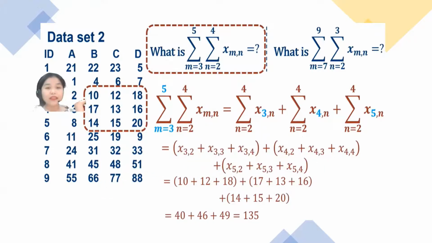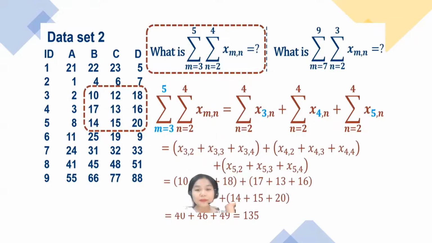Value found at the third row, second column is 10. It's reflected here. The third row and third column, it's 12. Third row and fourth column, it's 18. Second part of the parenthesis, focusing on the fourth row, starting with the second column: 17, this is fourth row, second column. 13 is fourth row, third column. And 16 is fourth row, fourth column.